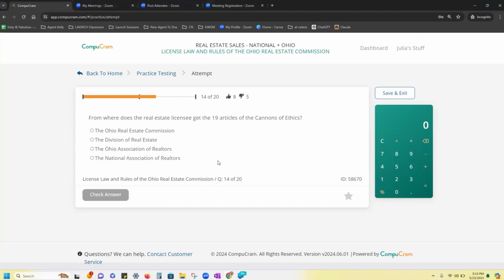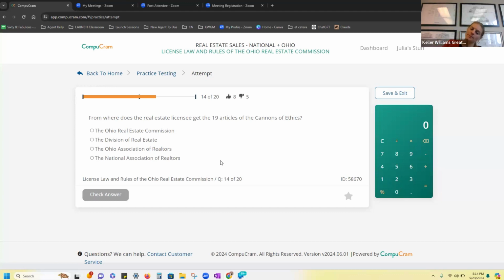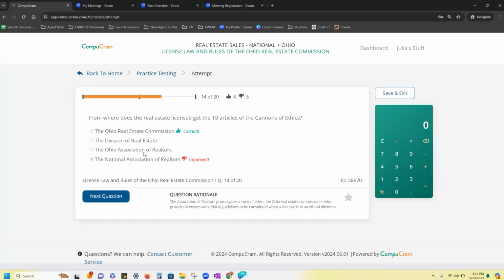I always get this one wrong. Sorry, I was reading something. From where does the real estate licensee get the 19 articles? I want to say B or D. I'll go with D. Oh, it was A.